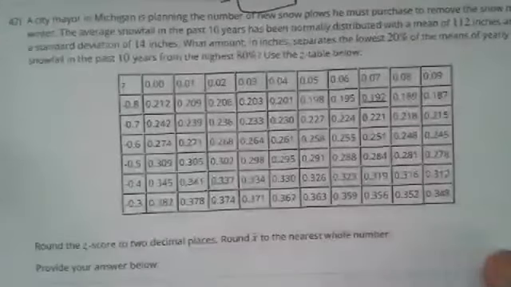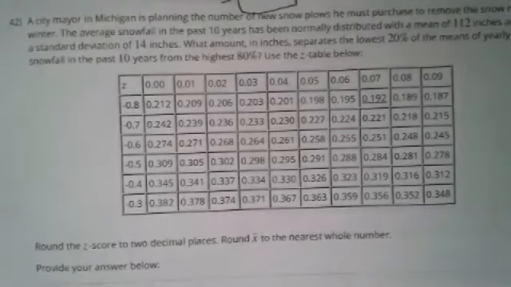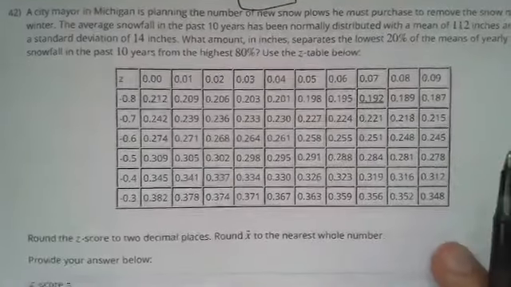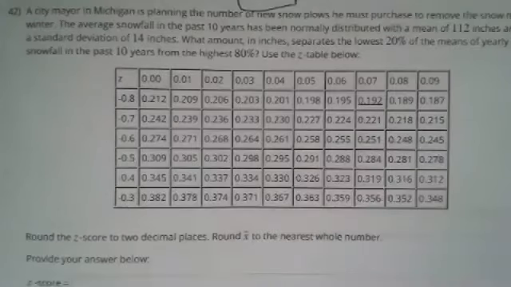Okay. All right. City Mayor Michigan is planning the number of new snowplows he must purchase to remove the snow next winter. The average snowfall has been normally distributed with a mean of 112 and a standard deviation of 14. What amount of inches separates the lowest 20% of the means of yearly snowfall in the past 10 years from the highest 80%? Use the Z table below.